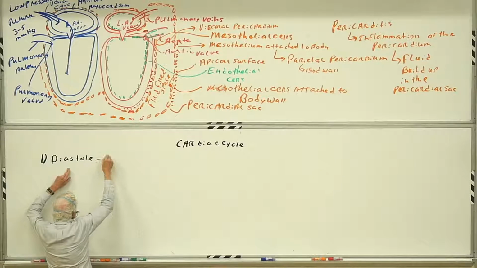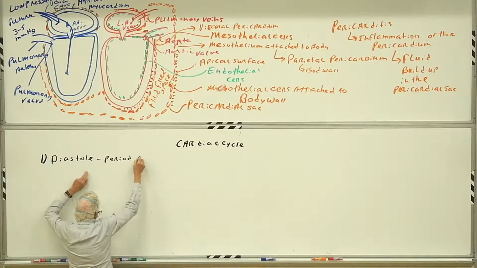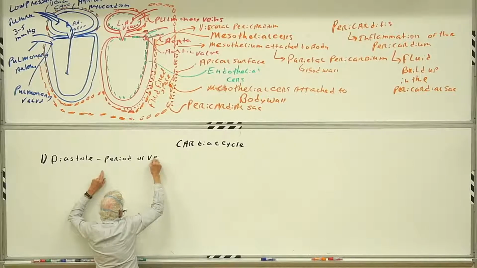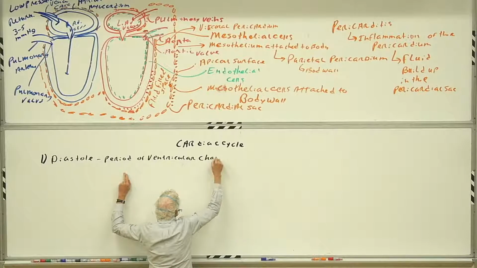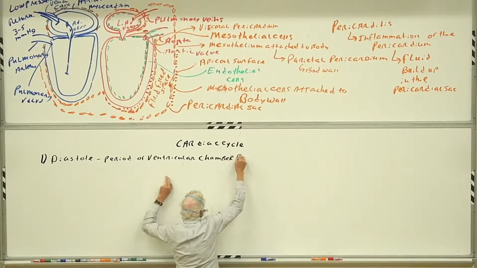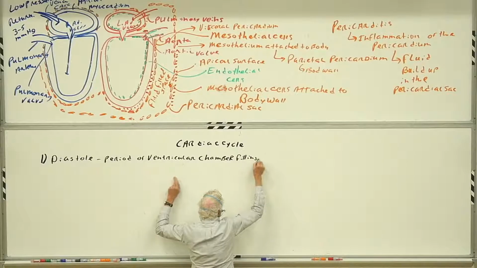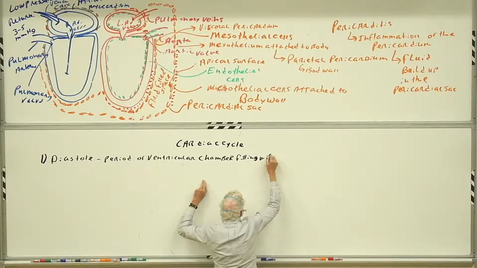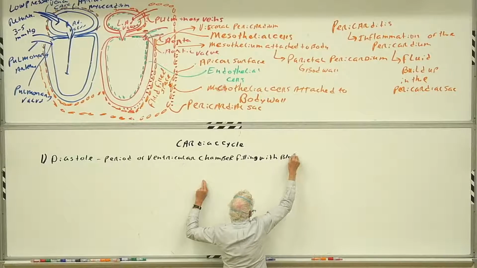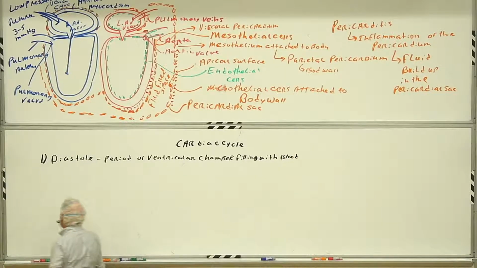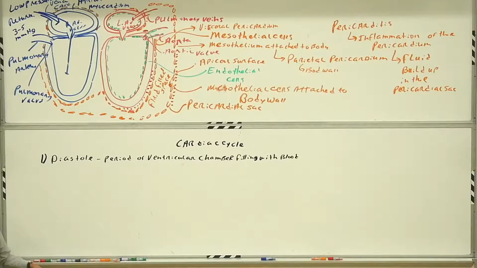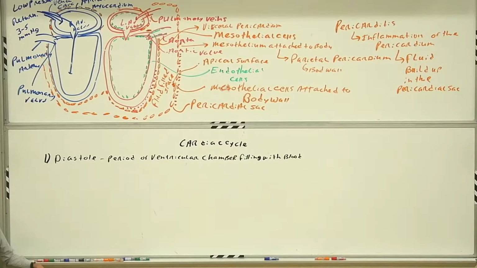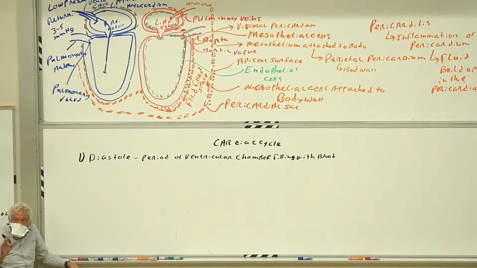Diastole is the period of ventricular chamber filling with blood. Another way of saying this is that diastolic filling is when those chambers are using the low pressure return of blood to fill. So think of diastole as the filling phase of the chambers.